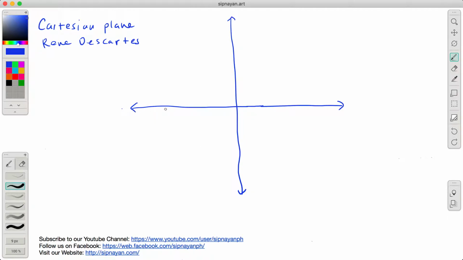So yung Cartesian plane is composed of two real number lines. Yung isa ay horizontal, tinatawag natin na x-axis, at yung isa ay vertical, yung y. At yung kanilang intersection, they are perpendicular, at yung intersection nila tinatawag natin na origin.